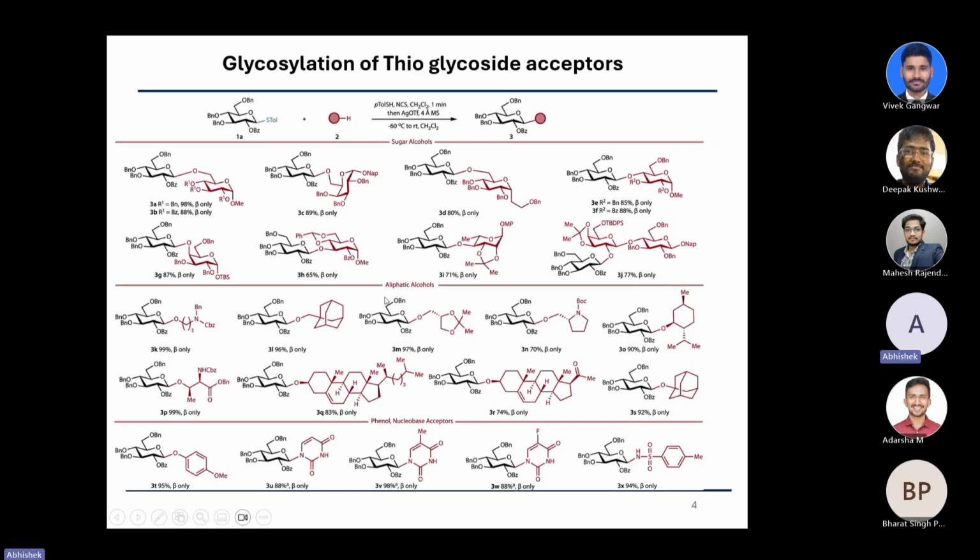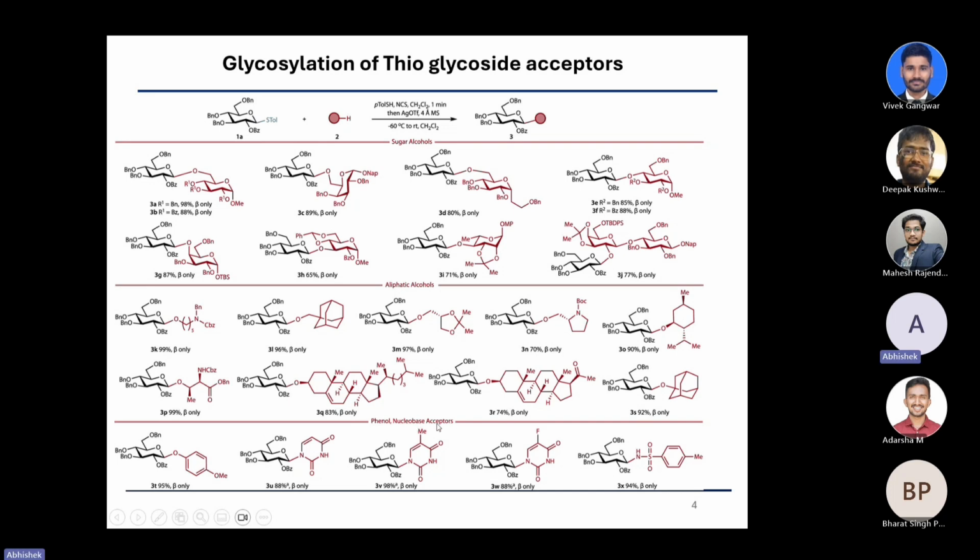And with the aliphatic alcohols, in this case also he got very good yields, as we can see from 99%, 96%, 97%. They tried this and maintained the five-membered N-Boc group with the menthol. In all cases, he got very good yields.